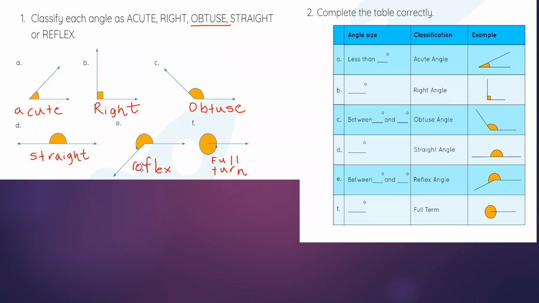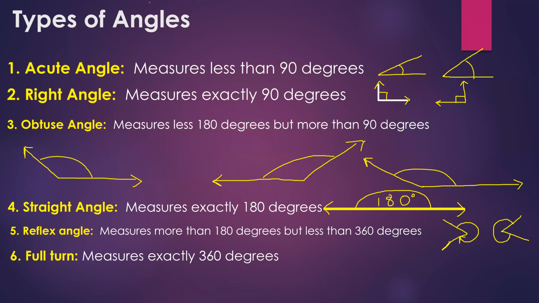All right. For number 2A, what is your answer? And at the angle size, if it's an acute angle, it's less than what, Jeremiah? An acute angle. It's an acute angle, so it's less than what? Let's go back to the notes. Can you read number 1? What does number 1 say? Acute angle measures less than 90 degrees.